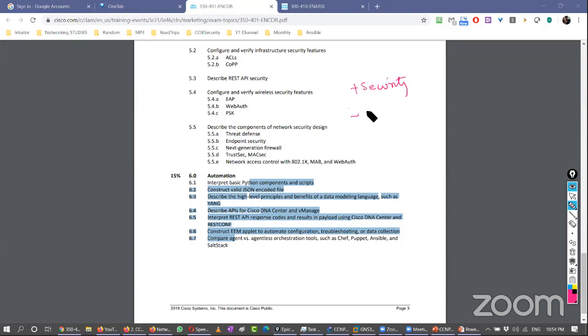You have a wireless topic added now, and most importantly, network automation. So these are some topics which are contributing at least 10% or more. That is not all. You also have topics like SD-Access and SD-WAN.